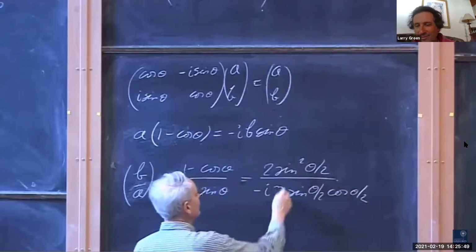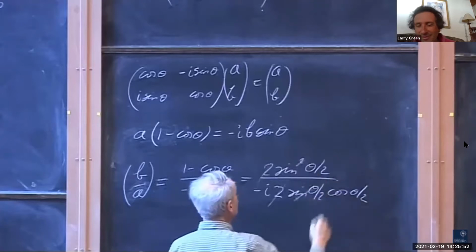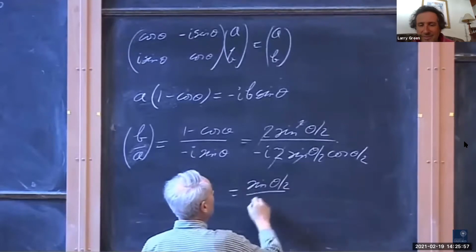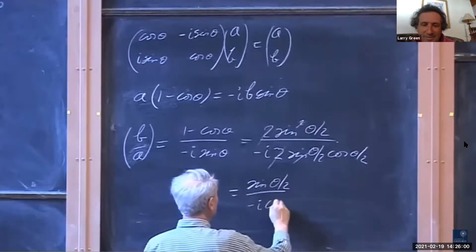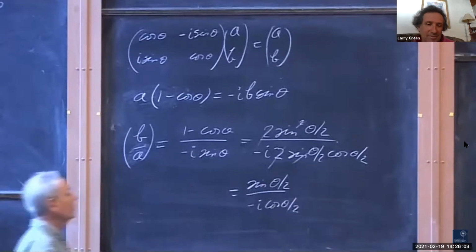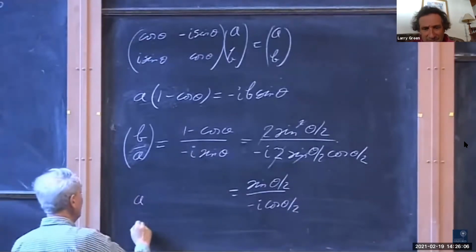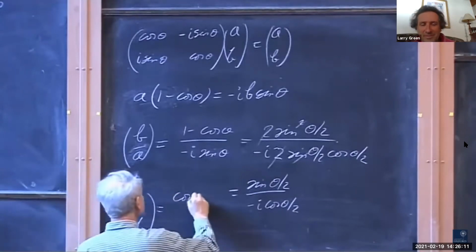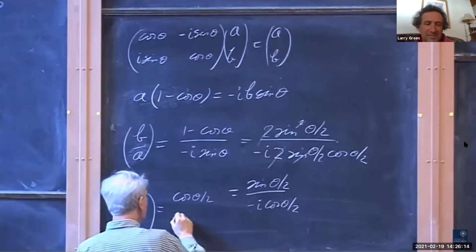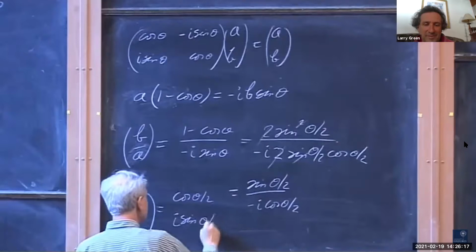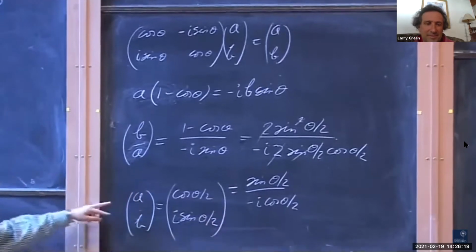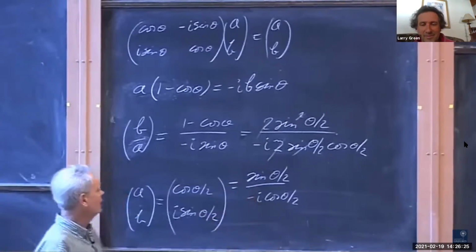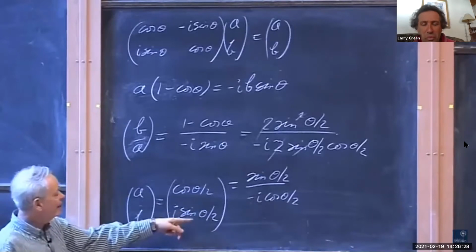So we can cancel a number of things. The 2's cancel, one of the sine thetas cancel, and we end up with sine theta over 2 over minus i cos theta over 2. So I can write now that A over B is equal to cos theta over 2 over i sine theta over 2. If you work out the ratio B over A of these two, I think you will get that, because this minus i can be put as an i on the top. And moreover, this thing is correctly normalized.